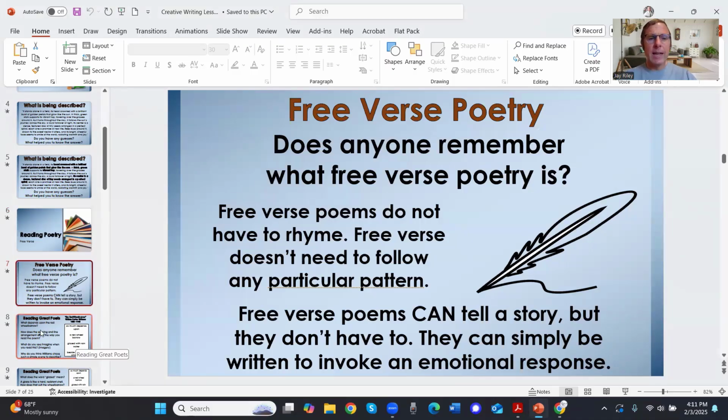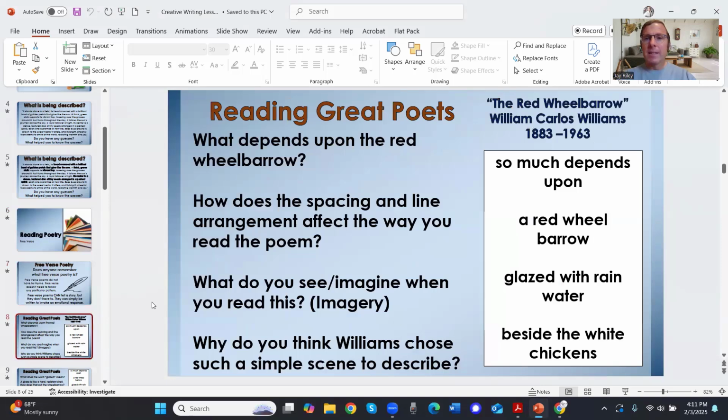So we're going to look at an example here, and this is The Red Wheelbarrow by William Carlos Williams. It says, so much depends upon a red wheelbarrow, glazed with rainwater, beside the white chickens. So I think this is a really interesting free verse poem because it's very short, it's very simple. And I think this is a really great way to teach poetry to our young writers.